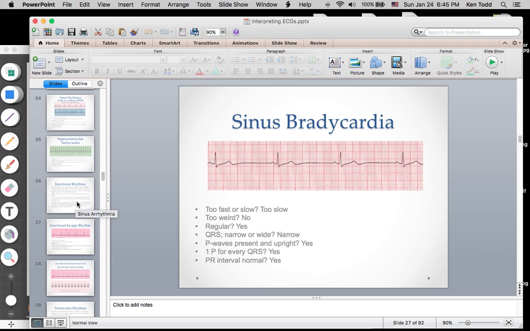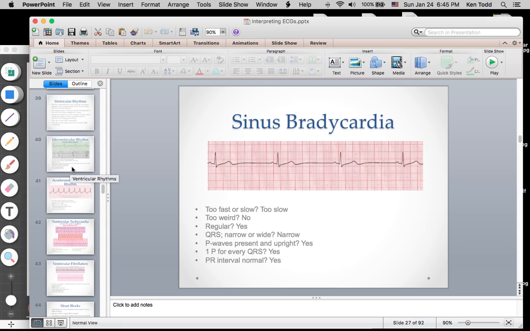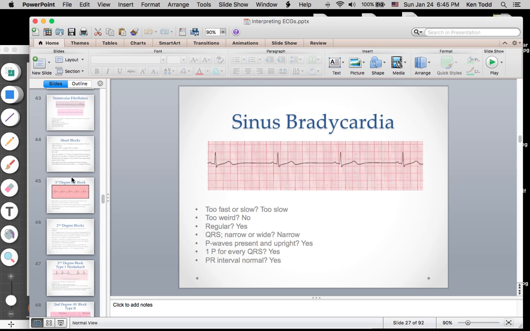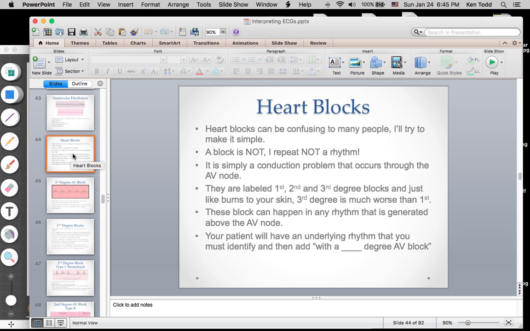I want to talk about blocks. Now heart degree blocks are one that tends to give people fits. I don't know that it's ever explained particularly well. I don't even know that I can do that good a job, but I'll give it a shot.